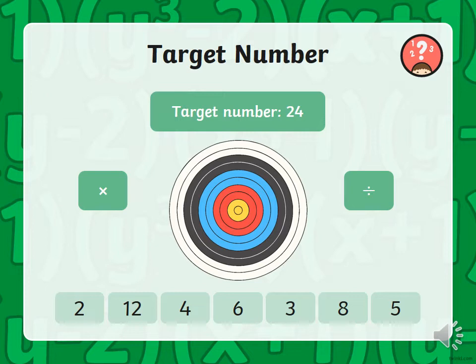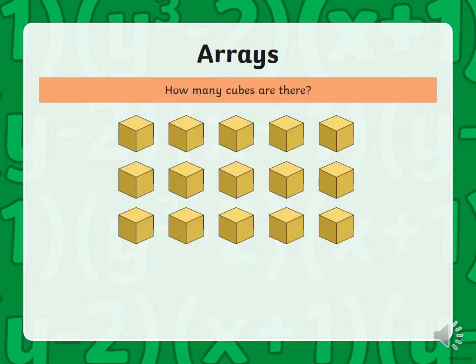So let me start you with giving you an example. So we can start off with 12 times 2, which gives us our target number 24. What other examples are there? Okay, so now let's have a look at arrays.